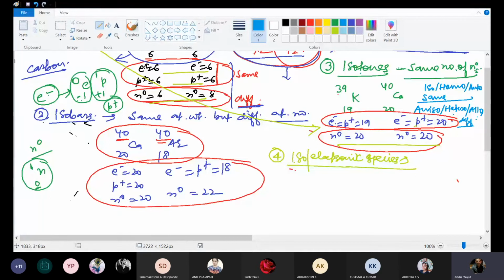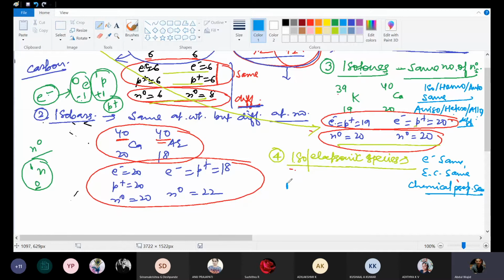So isoelectronic means electrons are the same in number. Since electrons are the same, their electronic configuration will also be the same. And as you know, chemical properties depend upon electronic configuration only. If the electronic configuration is the same, then their chemical properties will also be the same. So isoelectronic species will always have the same chemical properties.